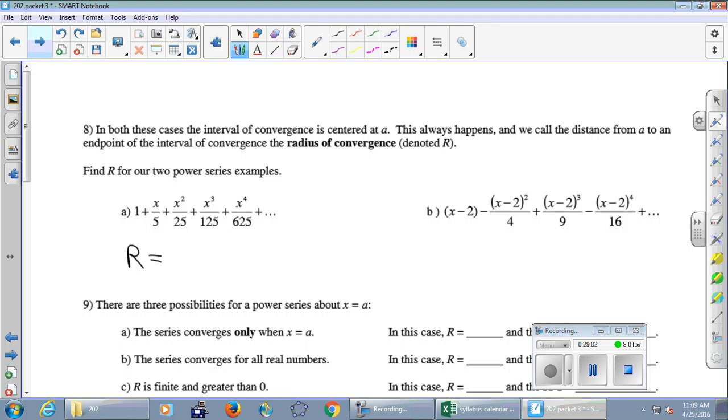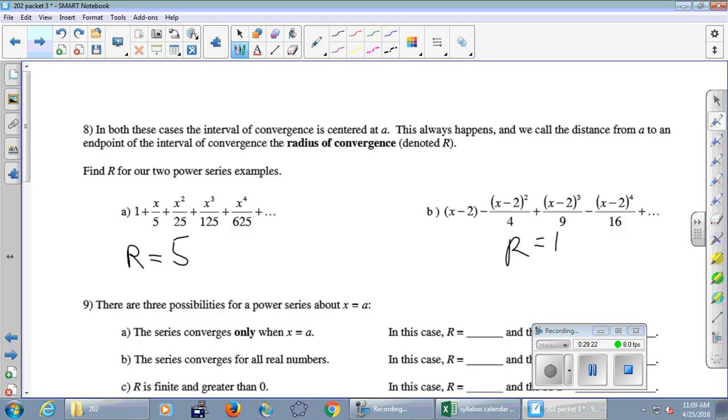Remember, the interval of convergence here was -5 to 5. How far is it from the center to one of the ends? 5. The radius of convergence there is 5. In this one, the interval was 1 to 3. How far from the center to one of the ends? It's 1.